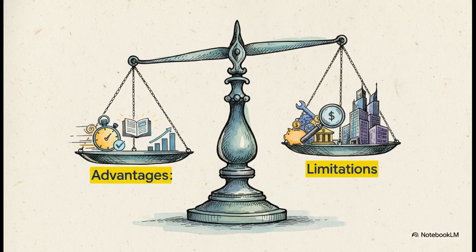So let's break it down. Pros and cons. The advantages? It's super simple and fast, and the data you need is pretty easy to get your hands on. The limitations? Well, it ignores all those expenses we talked about. It doesn't care about vacancies, and it gets pretty shaky when you're looking at more complex properties.